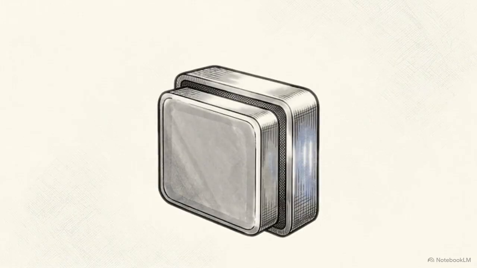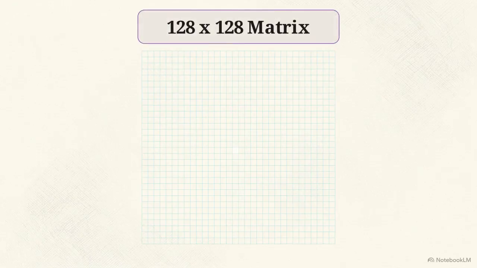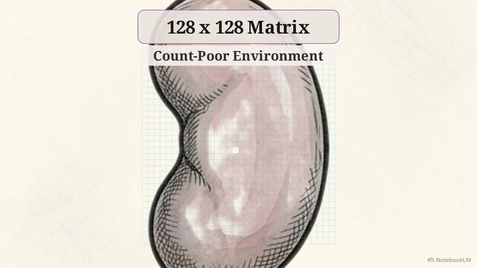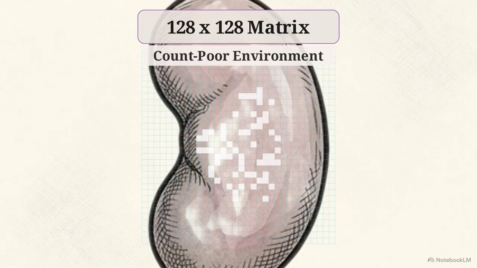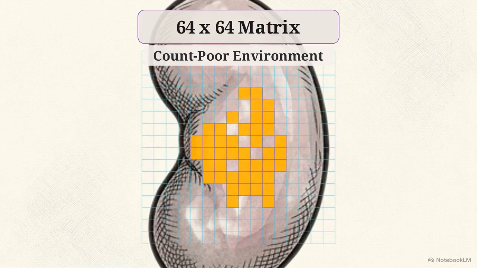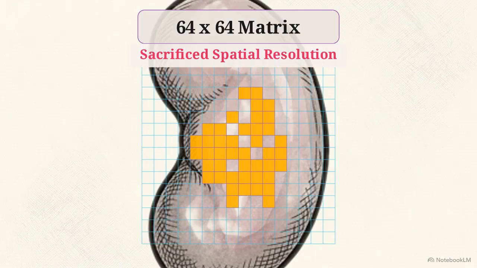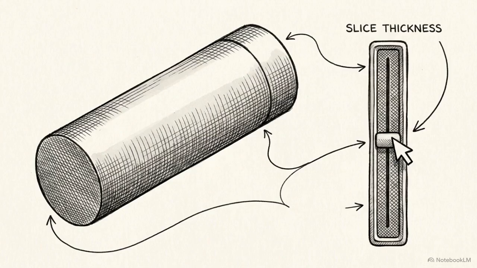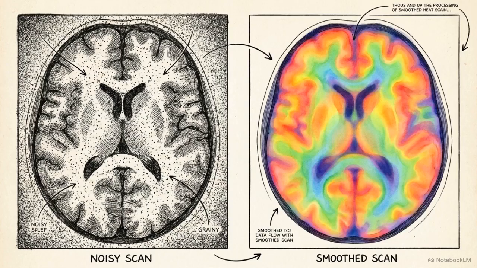Once a photon successfully navigates the collimator, the imaging software assigns its strike location to a digital grid, known as the matrix. Modern systems divide the detector into a dense 128 by 128 matrix. In count-poor environments, sparse photons leave many pixels empty, causing severe noise. To compensate, the system downsamples into a 64 by 64 matrix, pooling counts to reduce noise, but sacrificing spatial resolution. Operators can also combat noise by increasing the slice thickness or applying smoother mathematical reconstruction filters to the dataset.